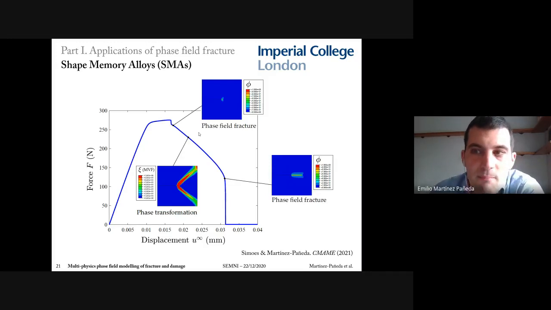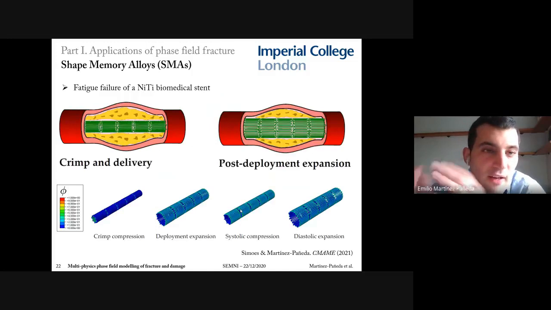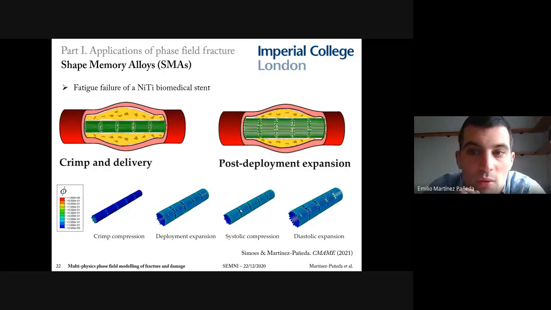I will just show a couple of representative results. Here you can see the paradigmatic benchmark of the cracked square plate that I showed you before. However, in this case, you don't see a sudden drop in the force-displacement response, and failure is much more stable. This is because of the toughening effect triggered by the phase transformation, which is properly captured by these models. And finally, the last example regarding this application is the fatigue failure of a Nitinol biomedical stent.